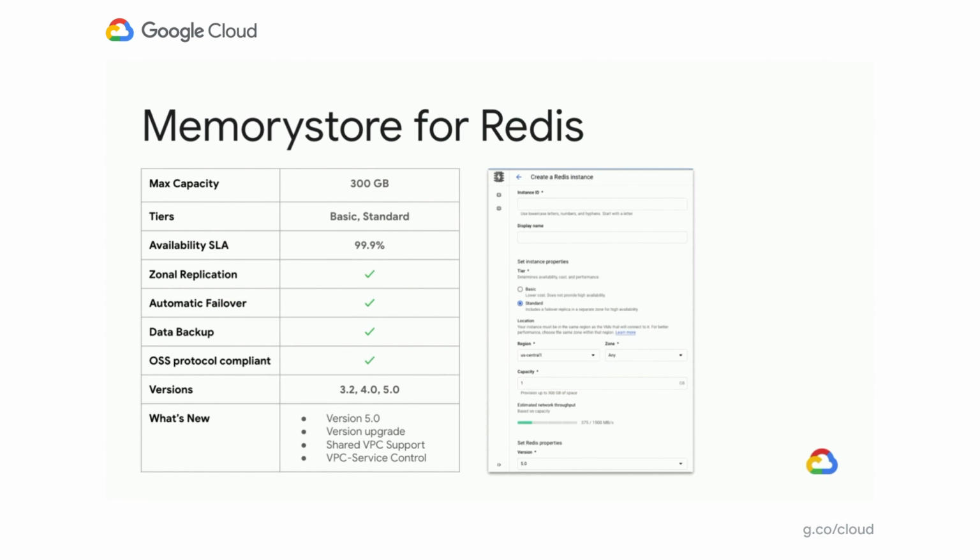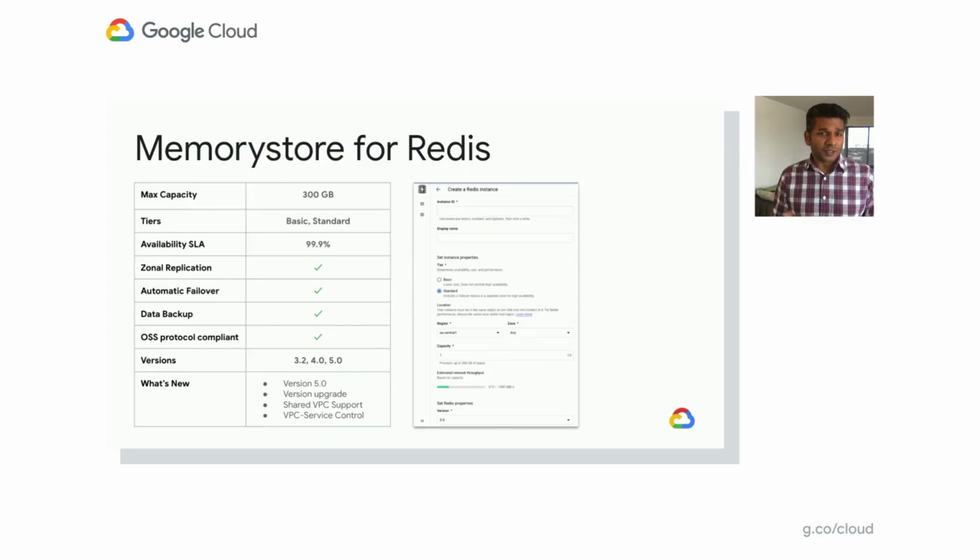Apart from that, we provide backups. So if you're using Memorystore as a critical or primary store, you can take backups of your data. In case of catastrophic failure, you can restore from the backup. And we support multiple versions, including Redis version 5.0.